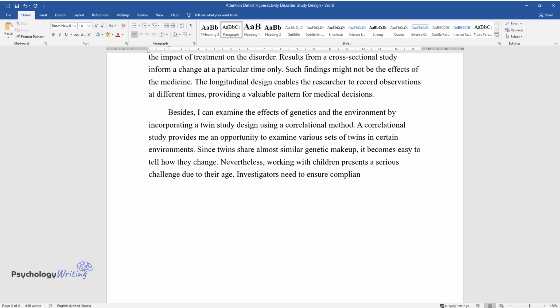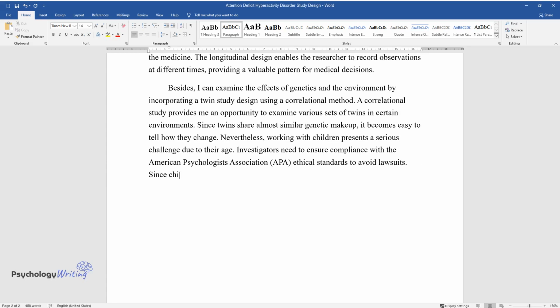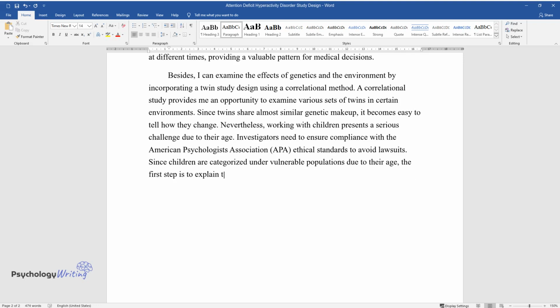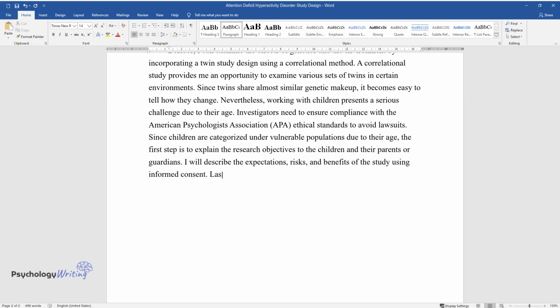Investigators need to ensure compliance with the American Psychological Association (APA) ethical standards to avoid lawsuits. Since children are categorized under vulnerable populations due to their age, the first step is to explain the research objectives to the children and their parents or guardians. I will describe the expectations, risks, and benefits of the study using informed consent.